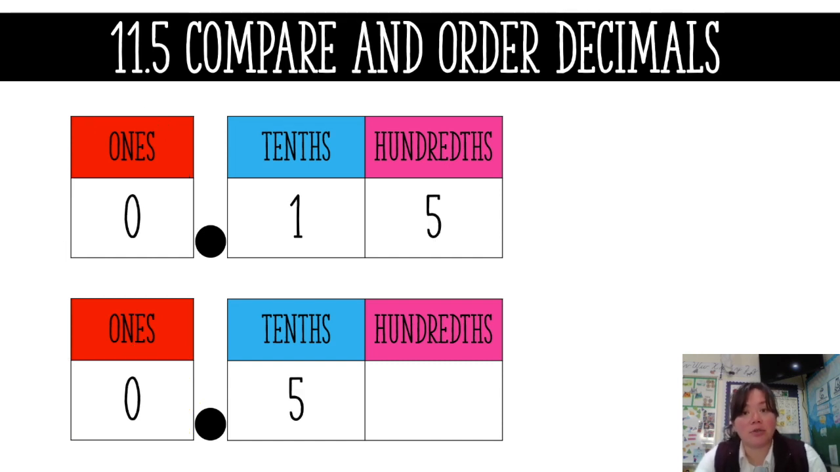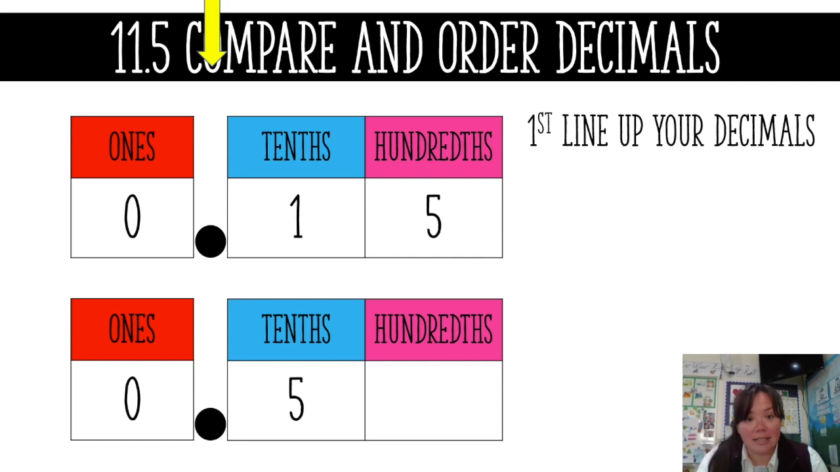So let's do one more. This will be the last one we do, and this one is a bit tricky, so pay attention carefully. We have 0.15 and 0.5. Now immediately the sound of the number 15 sounds like it's the larger number, right? And 5 is definitely smaller than 15. But let's take it through the process. Let's take it through the steps and see what happens.